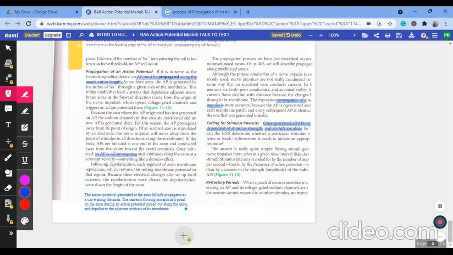The answer is really quite simple. Strong stimuli generate nerve impulses more often in a given time interval than do weak stimuli. Stimulus intensity is coded for by the number of impulses per second, that is, by the frequency of action potentials, and an increase of the amplitude of the individual APs. Refractory periods: when a patch of neuron membrane is generating an AP and its voltage-gated sodium channels are open, the neuron cannot respond to another stimulus no matter how strong.